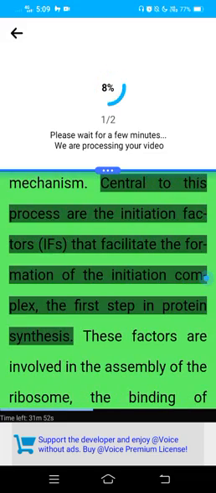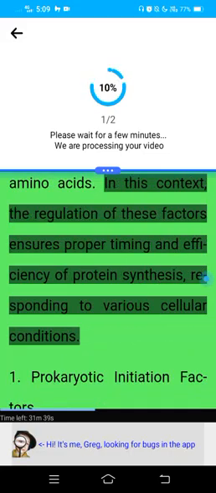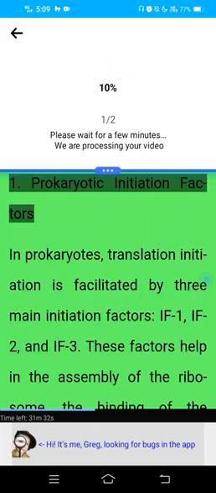Central to this process are the initiation factors, IFs, that facilitate the formation of the initiation complex, the first step in protein synthesis. These factors are involved in the assembly of the ribosome, the binding of mRNA, and the charging of tRNAs with their respective amino acids. In this context, the regulation of these factors ensures proper timing and efficiency of protein synthesis, responding to various cellular conditions. 1. Prokaryotic initiation factors.